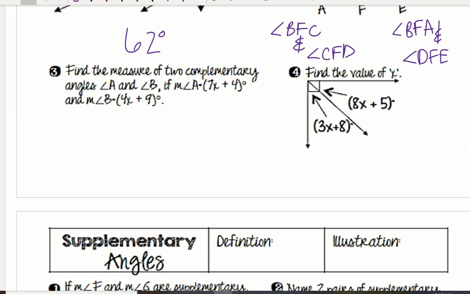All right, 3 and 4 have some algebra thrown in with it because you don't get away from algebra ever. So find the measure of two complementary angles if the measure of angle A is 7x plus 4 and the measure of angle B is 4x plus 9. So how do I set that up?